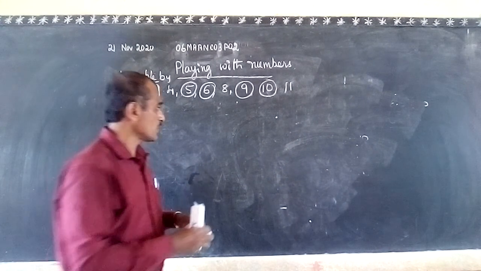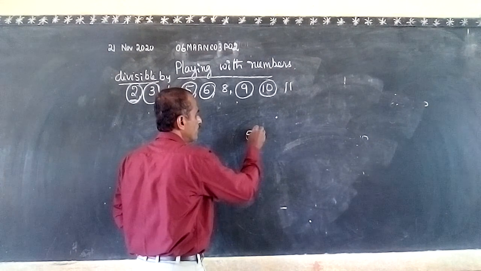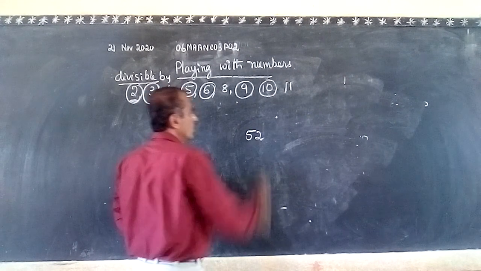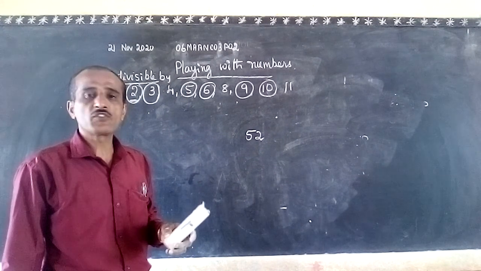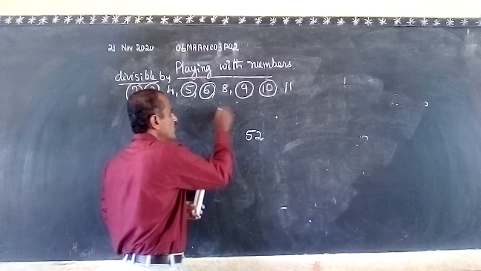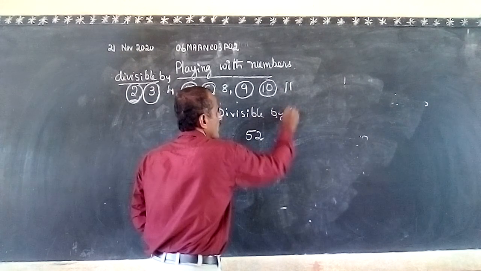Okay. For example, I will write a number, say 52. Whether it is divisible by 6, how to check this one? Divisible by 6 or not? How to check it?